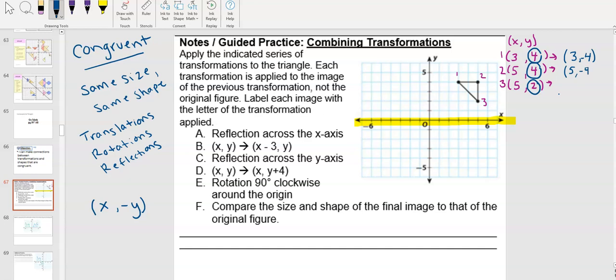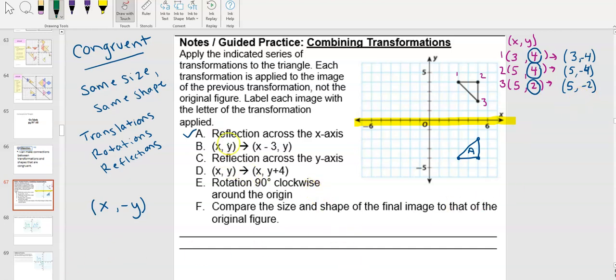5, negative 4, and 5, negative 2. Now, when I go to graph these points, I can graph my points that I have here, or I can just count and reflect that way as well. They should match. It should be the same thing, okay? So I should be doing here 3, negative 4, 5, negative 4, and 5, negative 2. This is now shape A. Okay, we just did step A.